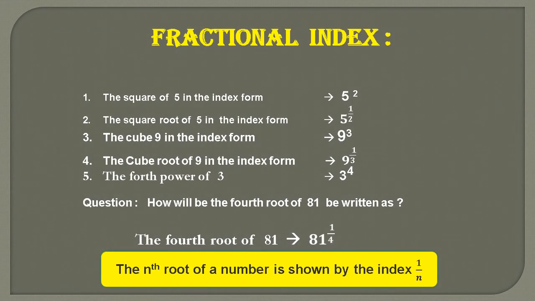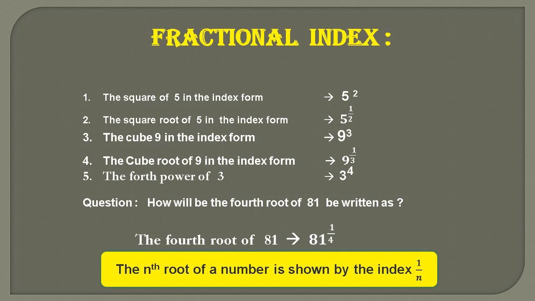Now we will learn the meaning of numbers with fractional indices. The square of 5 in the index form can be written as 5 raised to 2. The square root of 5 in the index form can be written as 5 raised to 1 by 2. The cube of 9 in the index form can be written as 9 raised to 3. The cube root of 9 in the index form can be written as 9 raised to 1 by 3.